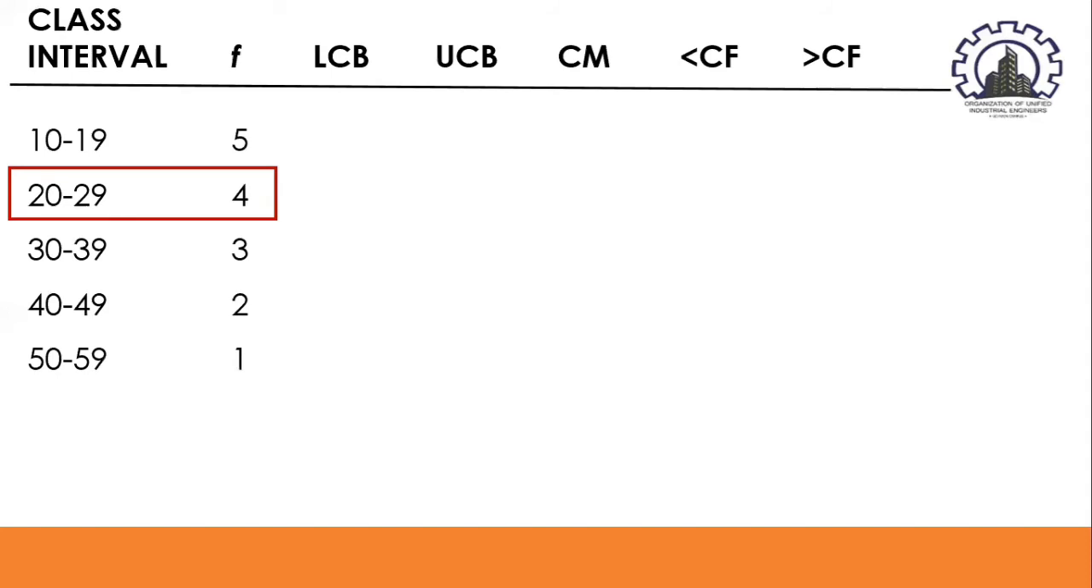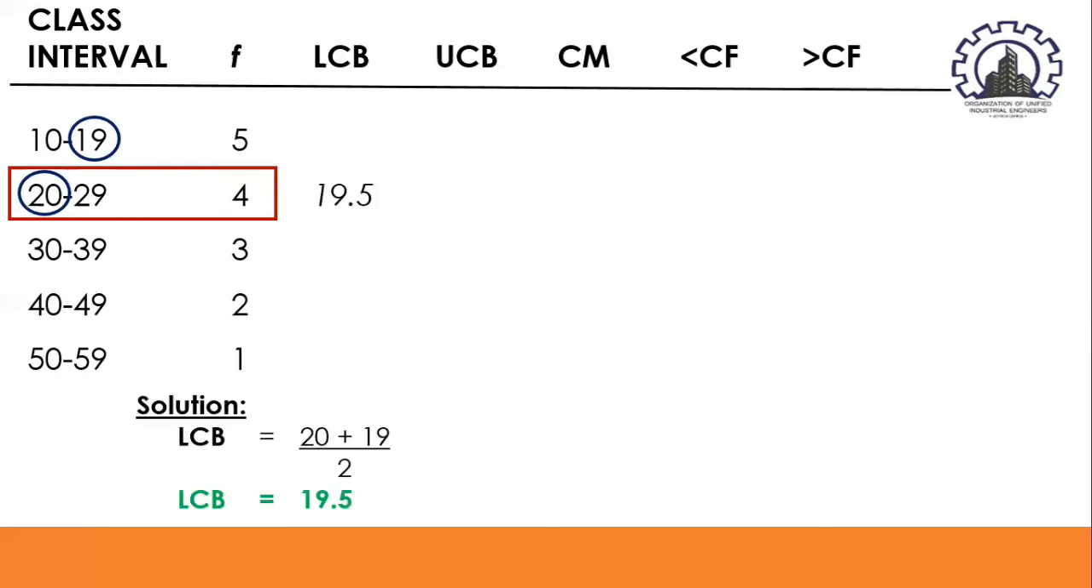And as you can see, boxed in red, this refers to our class. So this is our class, with a class interval of 20 to 29 and a frequency of 4. Now, encircled in blue, you have 19 and 20, because what we are going to do right now is calculate the value of our LCB, or lower class boundary.